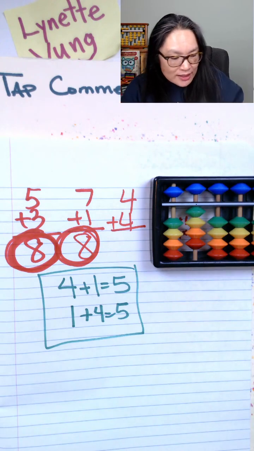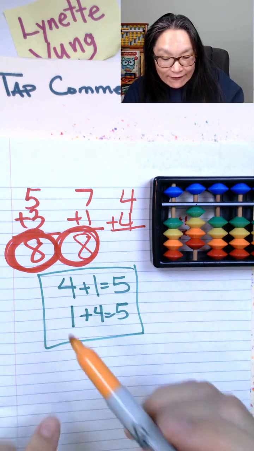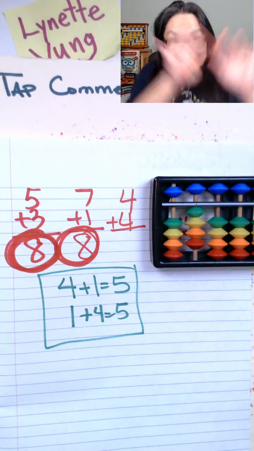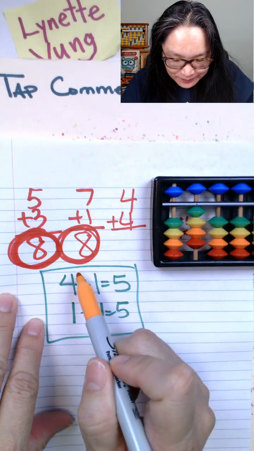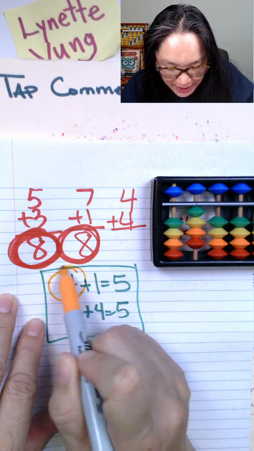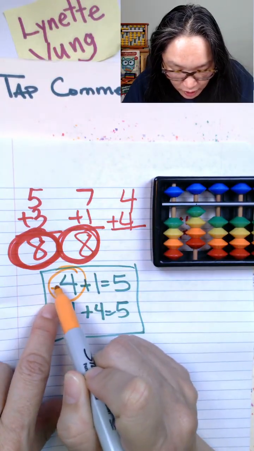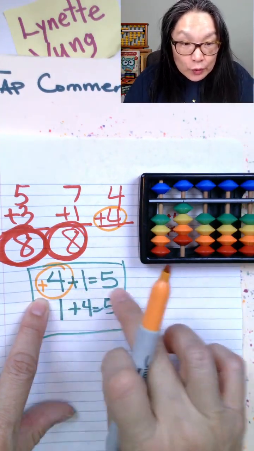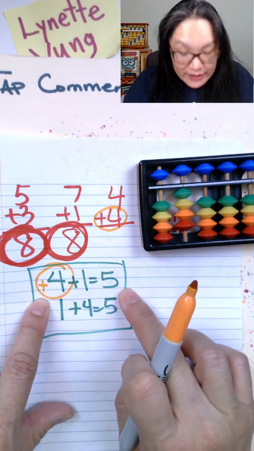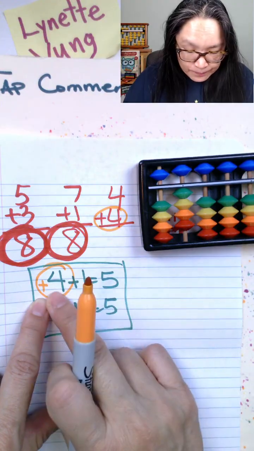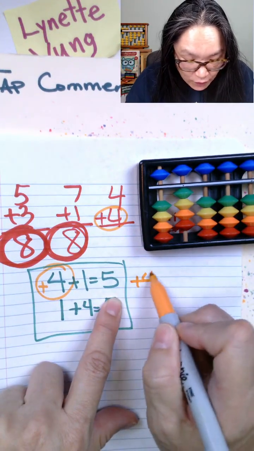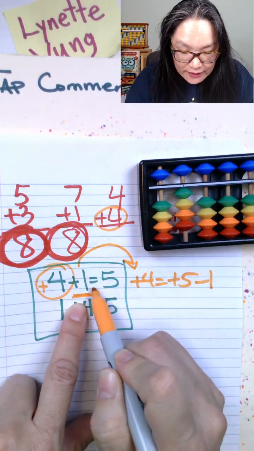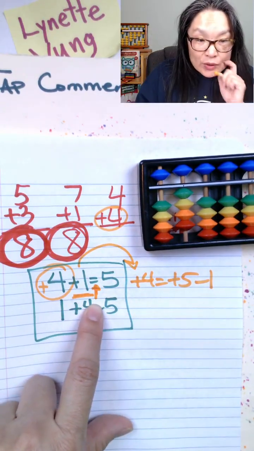Now, to be able to utilize it, we're going to isolate the variable. I'm using really big math terms, but in abacus, we don't use anything like that. We're looking for this plus 4 and this plus 4. It's the same. So because it's the same, we're going to rewrite this number sentence: 2 plus 4 is equal to plus 5 minus 1. What did I do? I took this 1 and I moved it to the other side of the equal sign.